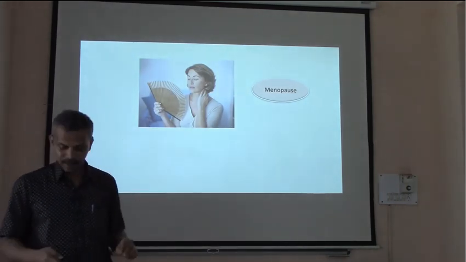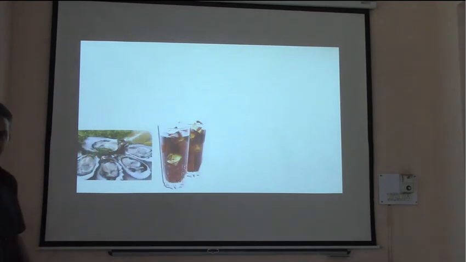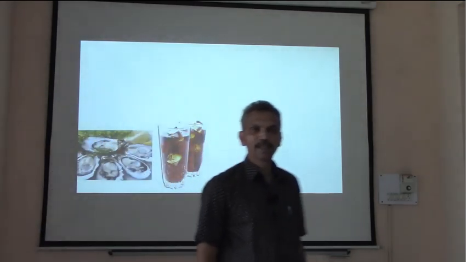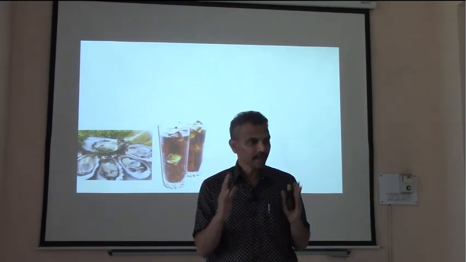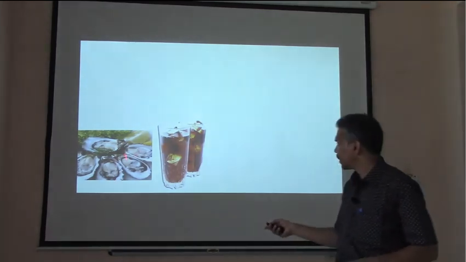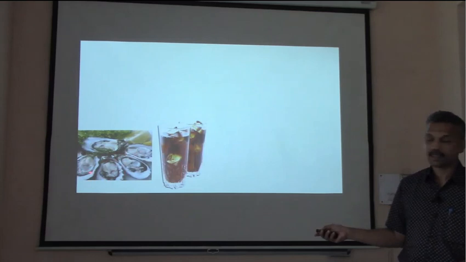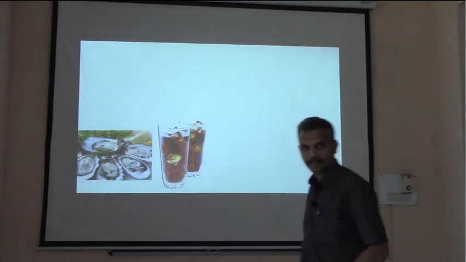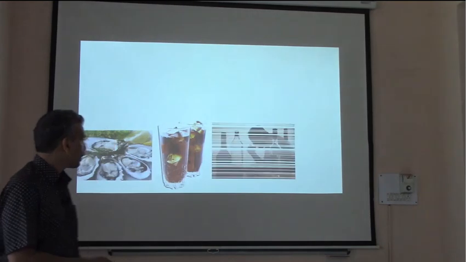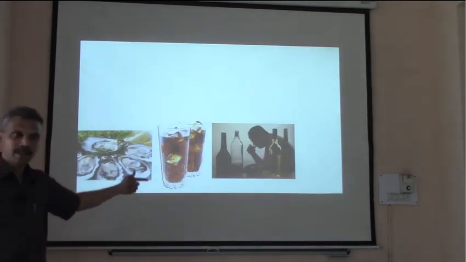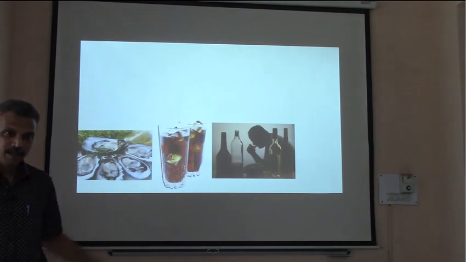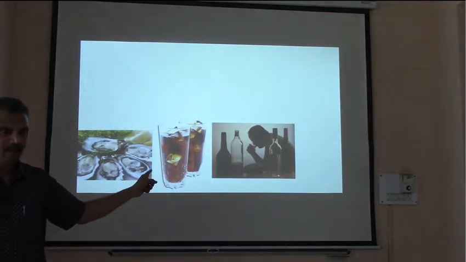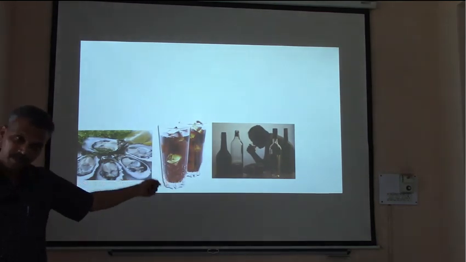Now moving ahead, we'll look at the next point. I'm trying to focus on the desires of Ophidias in general. What is it that they like? Oysters. They also like cold things. Another very important thing many Ophidias like is alcohol. It is one of the best remedies for dipsomania in your repertory under mind. Dipsomania, you have alcoholism, and you have Ophidias being mentioned.